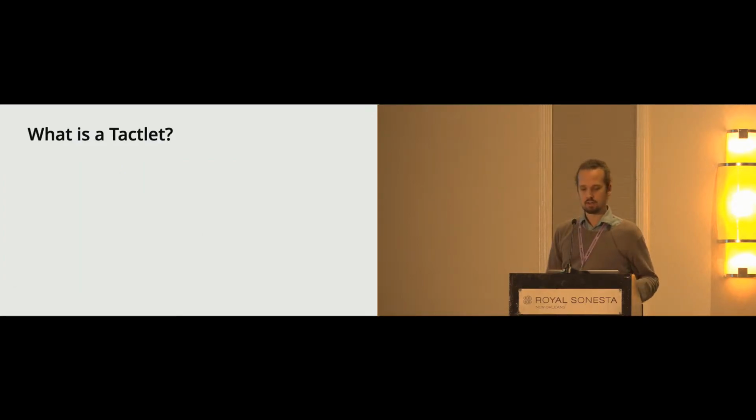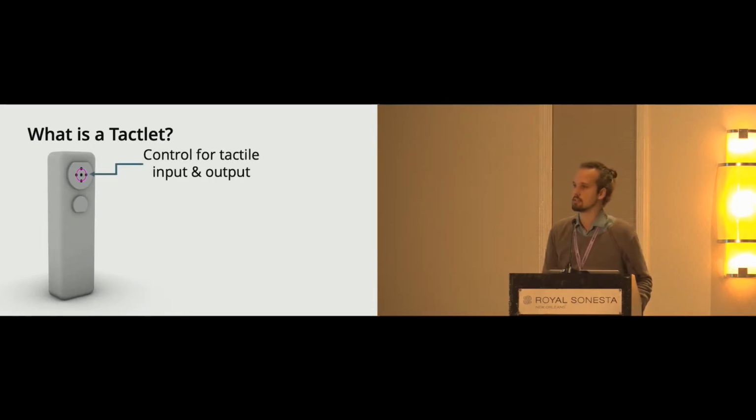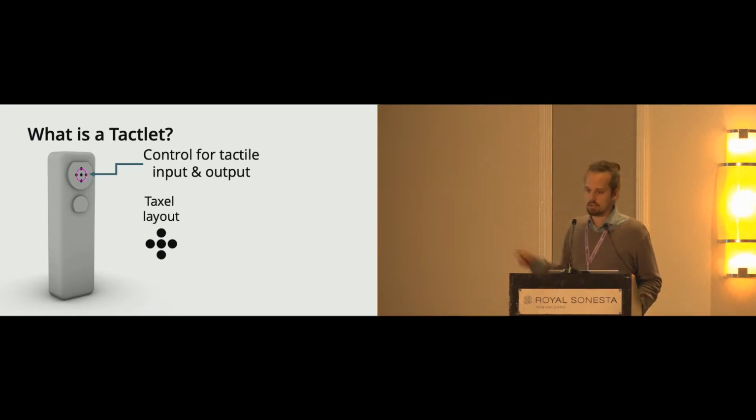Tactlets are custom fabricated controls for tactile input and output on 3D objects. In this example, a tactile button is placed on the protrusion of the 3D model. Each Tactlet comprises a custom printed arrangement of Taxels, or tactile pixels, which makes Tactlets highly customizable. In this case, the button consists of 5 Taxels that are indicated by black dots. Each of these Taxels senses touch input and delivers tactile output, which allows for high-resolution tactile feedback.